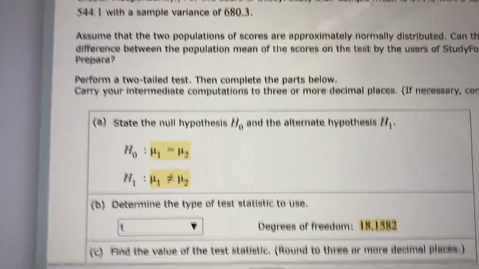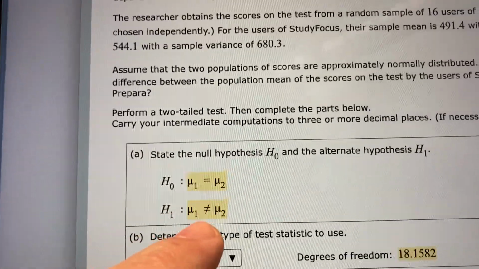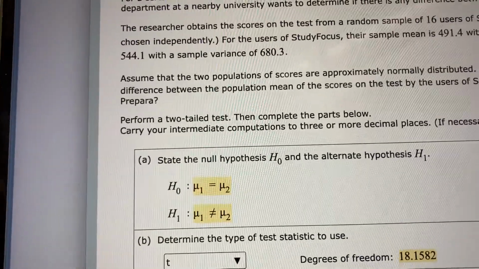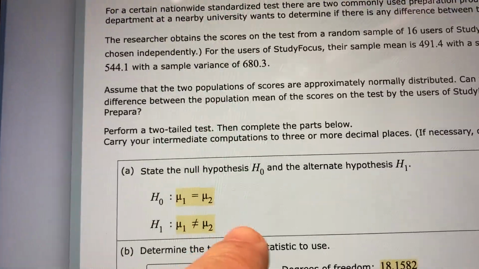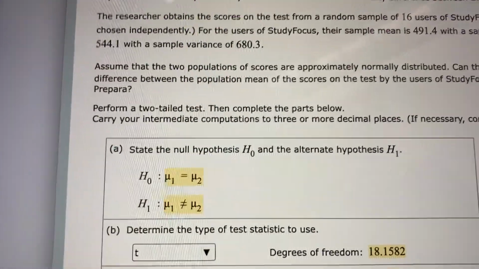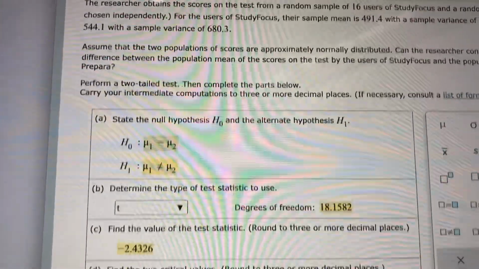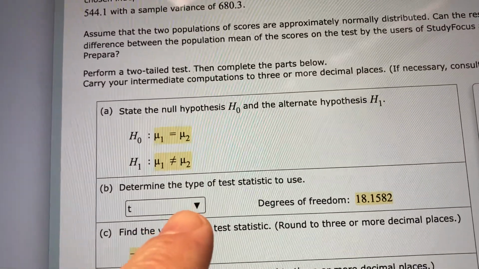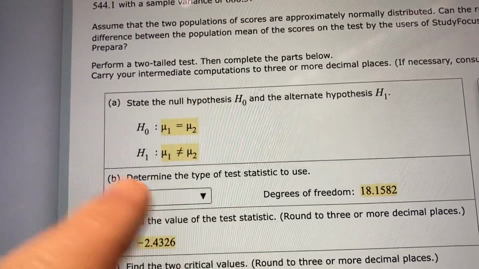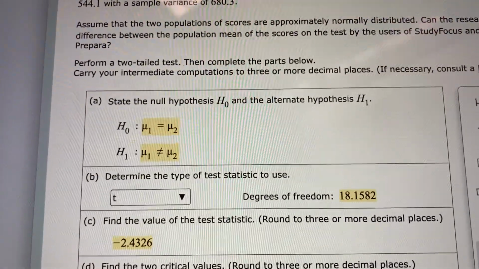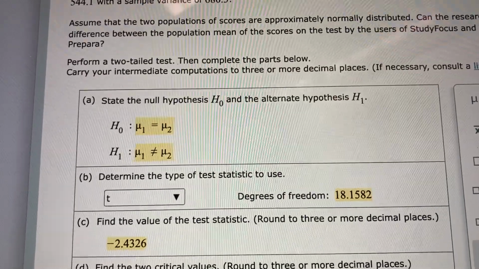So because they're talking about difference, the alternative is going to be the claim. So when you're taking the test, you'd put the word claim right next to that, and you'd write the null and the alternative. Now, in this problem, determine the type of test statistic, and it's a T. The reason that it's a T is because you have sample standard deviations rather than population standard deviations.